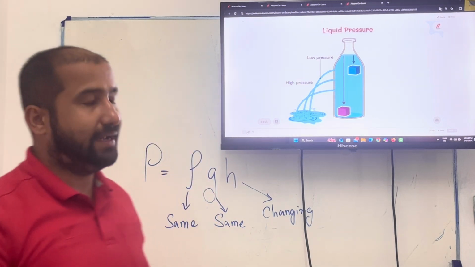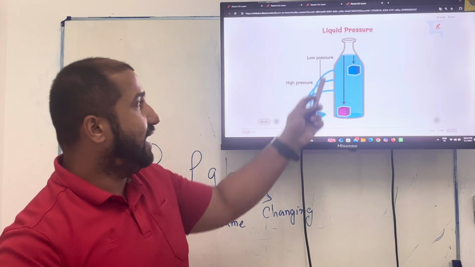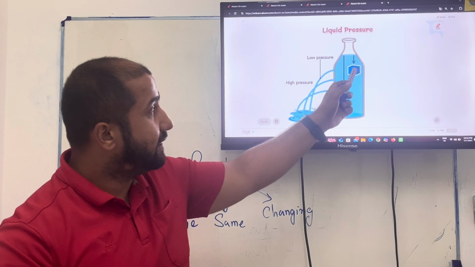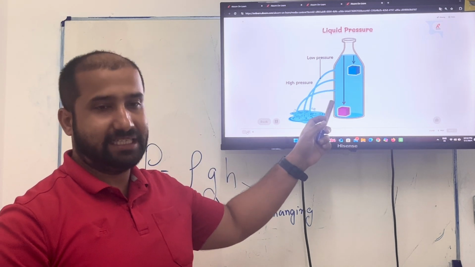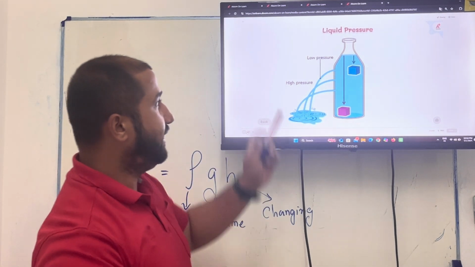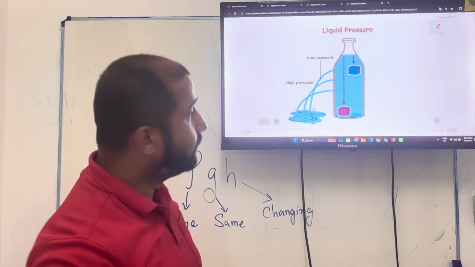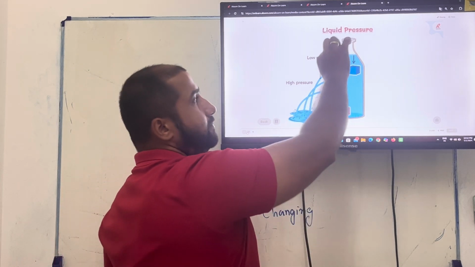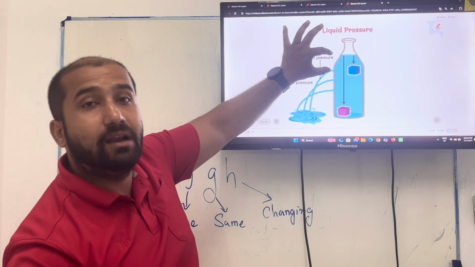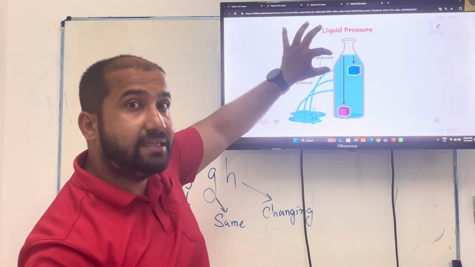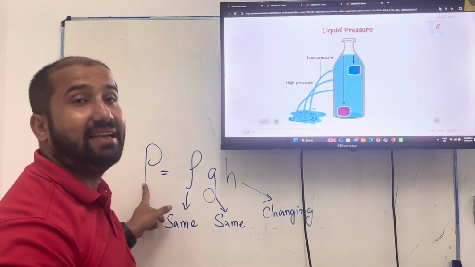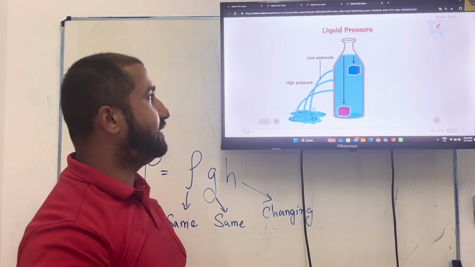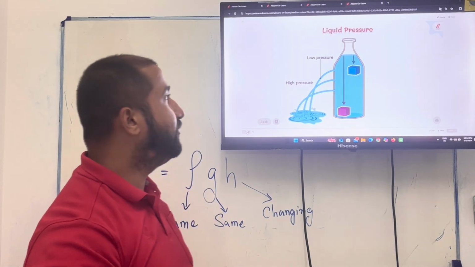Very good. So as you can see, now the first object will experience less pressure and the second object will experience more pressure. Now in this case we have 3 different holes. Hole 1, hole 2 and hole 3. Hole 1 is at a lower depth. Since the lower depth means less liquid pressure, the water will come out a very little distance.